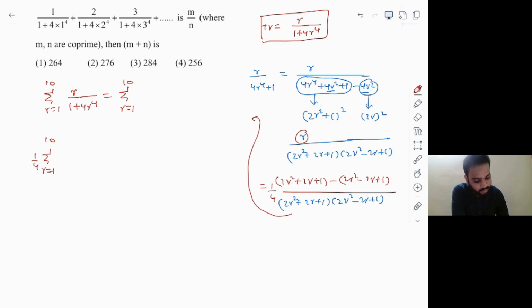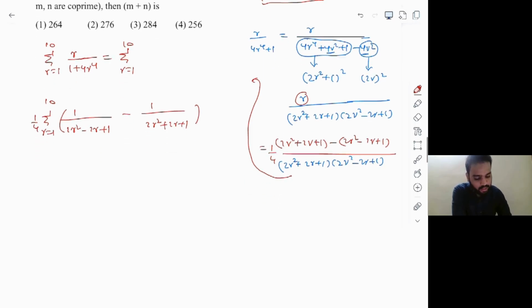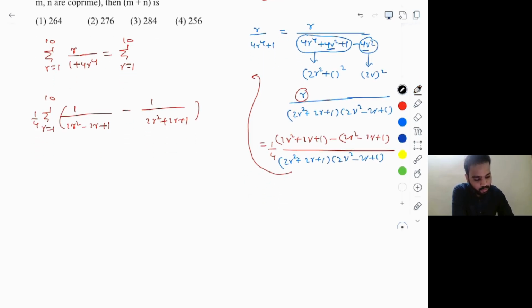And if you split the terms, clearly, first this 2r² + 2r + 1 will be cancelled out. Remaining part will be 1 divided by 2r² − 2r + 1 minus 1 divided by 2r² + 2r + 1. Okay. Now the idea is very clear. That is, I am going to take the first term as Vr. If I take this as Vr = 1 divided by 2r² − 2r + 1.